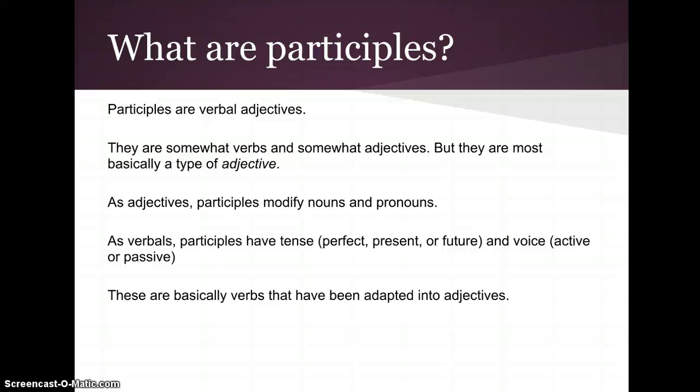They can be perfect active, perfect passive, present active, future perfect, or future active. And they all have these tenses that belong with what tense they actually are in. So it doesn't make sense for something that you mean to be in the future to be in the perfect. It has to line up with what you mean.